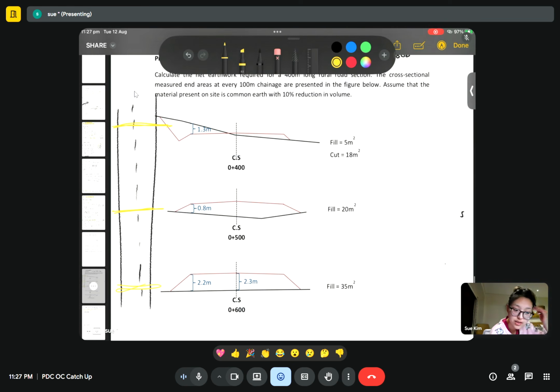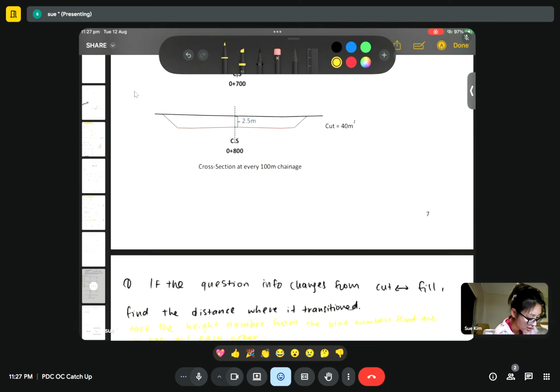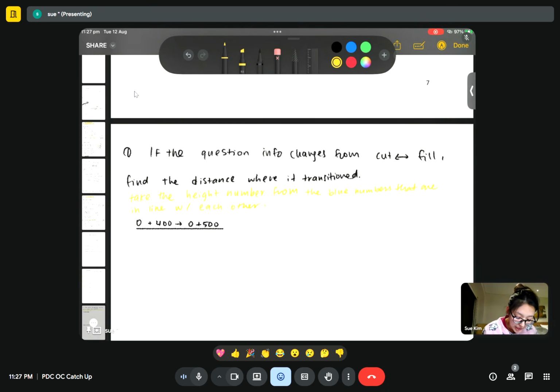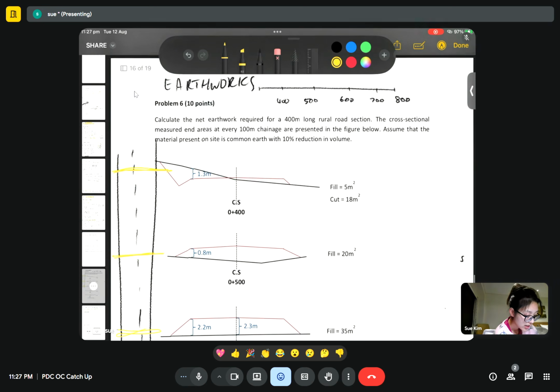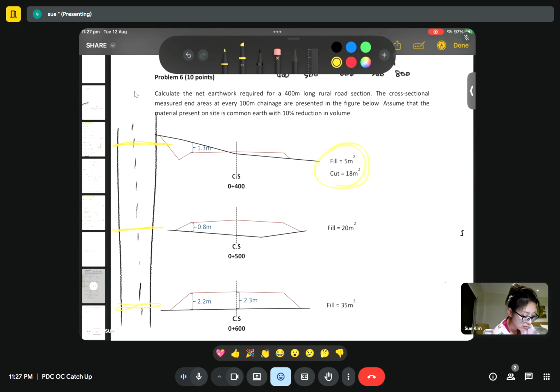Okay, so for Earthworks questions, it's quite straightforward actually. You just have to memorize the steps basically. So firstly, our first step should be, if the question info changes from cut to fill or fill to cut, then find the distance where it transitioned. So that sounds complicated, but basically what that means is in the question they will always give you fill equals and cut equals areas like this. So what it means is you need to find the 2 adjacent ones that have a cut and then don't have a cut anymore, or have a fill and then don't have a fill anymore.